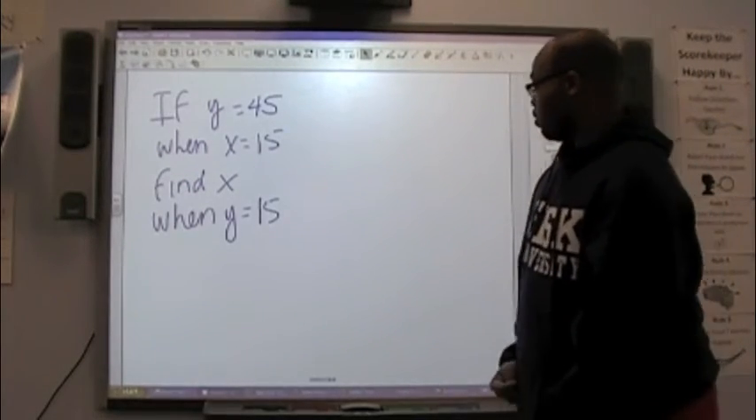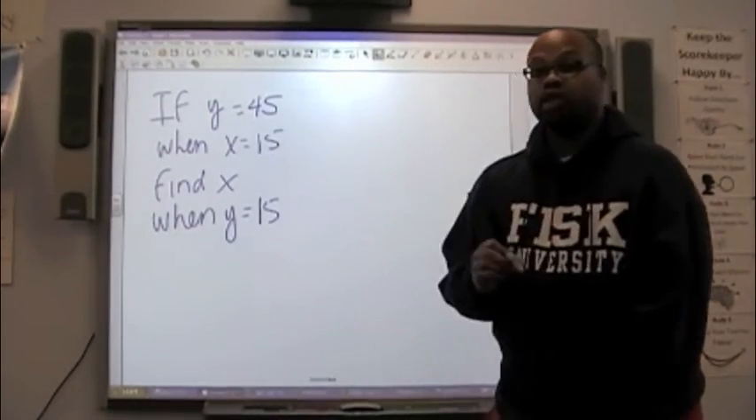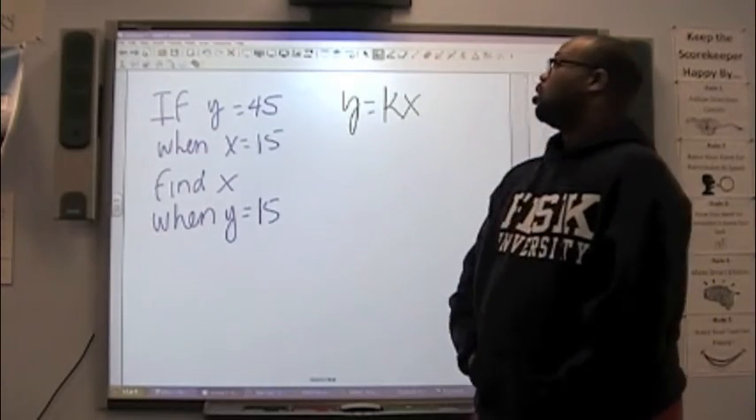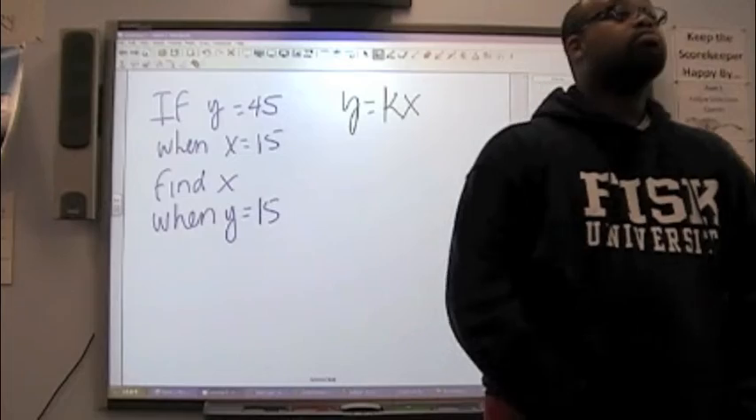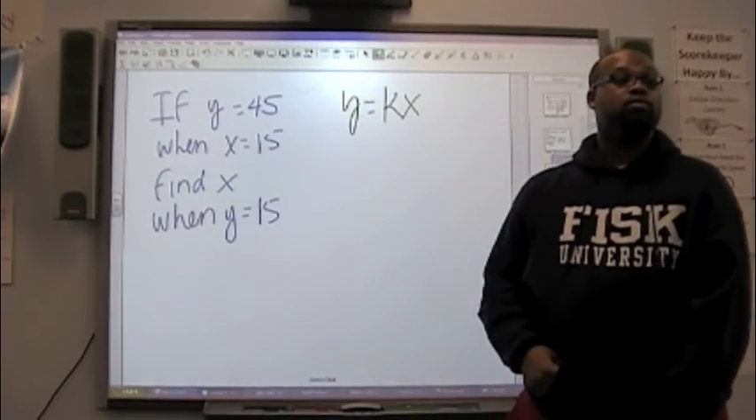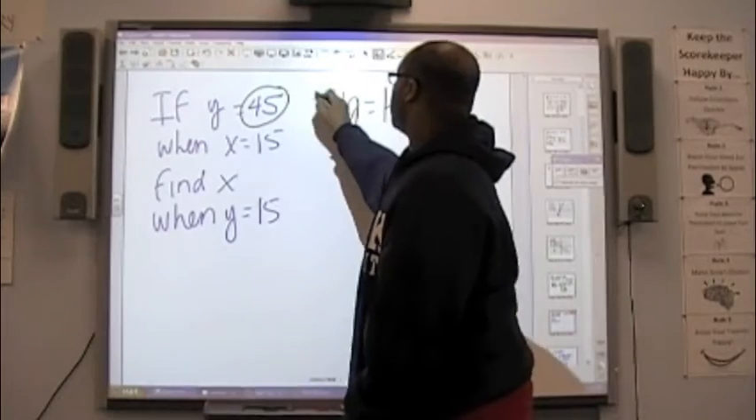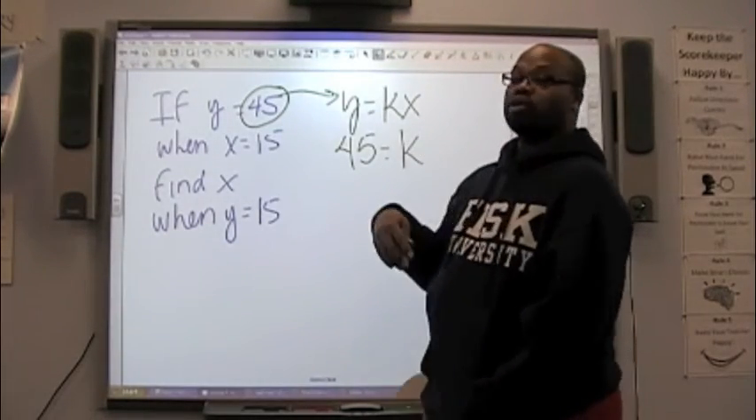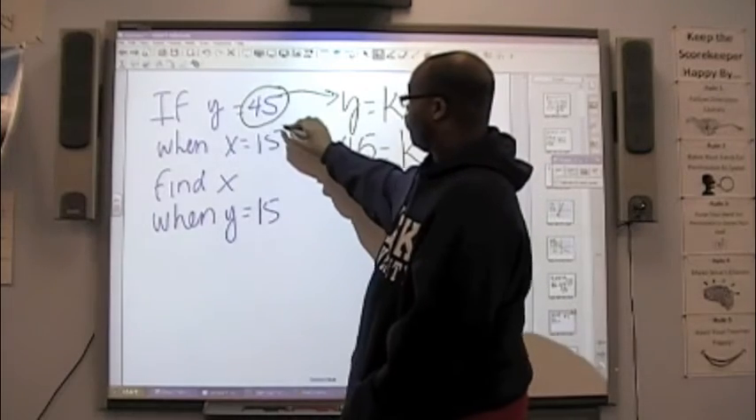Let's take another look at it. Write the base equation out first. y equals k times x. What do I substitute in for y? 45. I'm going to put that in here. I don't know k. What do I substitute in for x? 15.